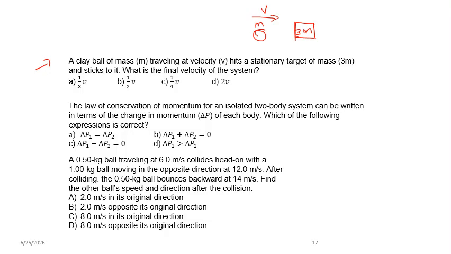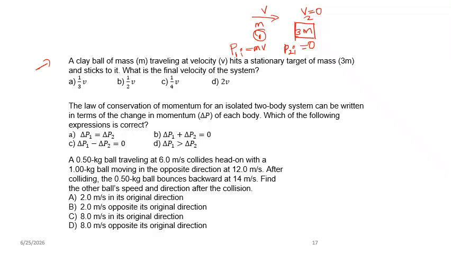Now let us calculate the momentum before. Let me call this the first object and this the second object. So what is P1i? P1i is just mv. What is P2i? P2i is exactly 0. Why? This is not moving. This is stationary.